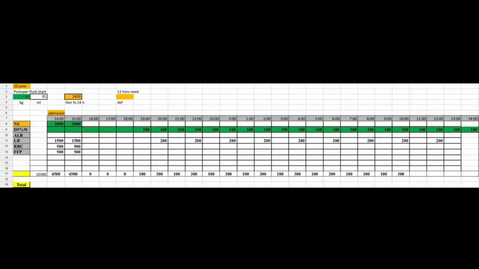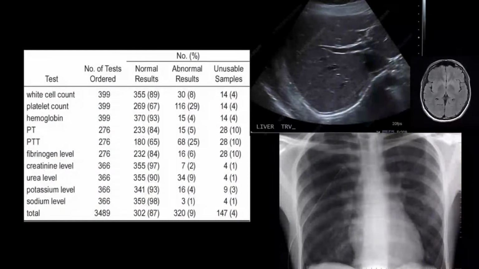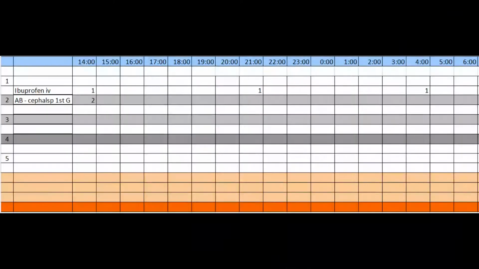These fluids are given to the patient for electrolyte balance and to increase red blood cells after losing them during surgery. The lab test results and instrumental diagnosis came out normal, which indicates that the patient is recovering well from the surgery. For post-operative medication, the patient is given ibuprofen intravenously to relieve pain at 2 p.m. And then the patient is also given the antibiotic first generation cephalosporin at 2 p.m. And then at 9 p.m., ibuprofen is also given to the patient.